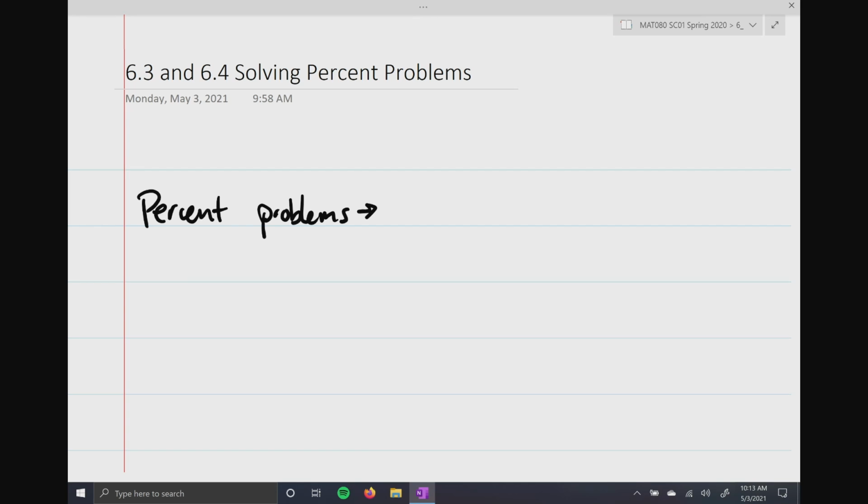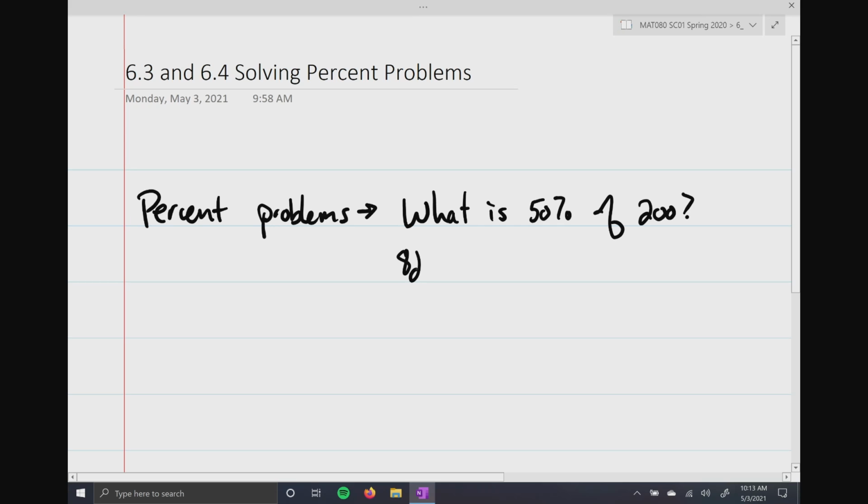So percent problems. Like I said, you've probably seen these problems before, and they look something like this. What is 50% of 200? All right? Or another way to phrase this, or another type of problem is 82 is what percent of 550? Have we seen these problems before?